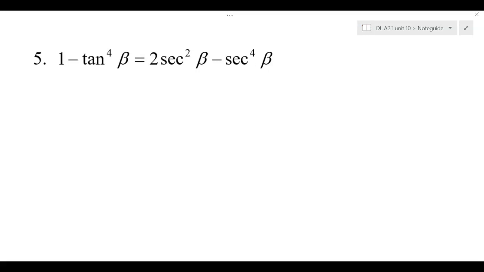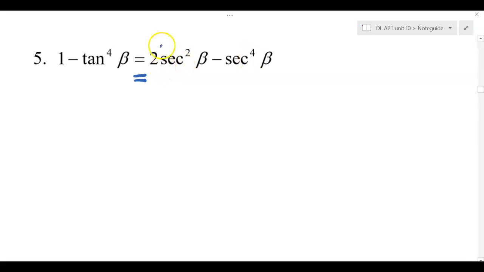But I'm hoping that if I start on the right side, I can get some secant squareds and swap them out with the identity that will change them into tangent squareds. If I start on the left side, I'm hoping I can get some tangent squareds and swap them out for secant squareds. So I think, because I see a secant squared here, I'm tempted just to start on the right side. And then because of what I just said, that I want some secant squareds, I see one in here.